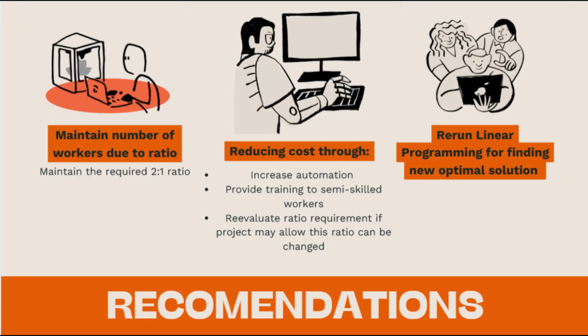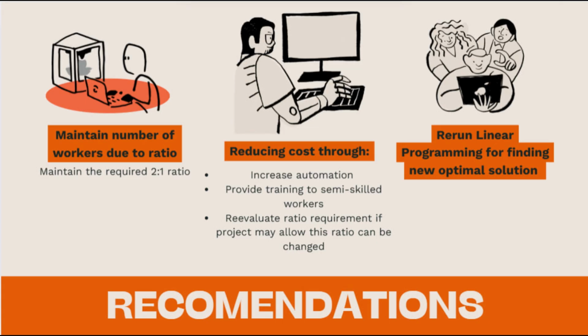To maintain efficiency and cost effectiveness, the company should strictly adhere to the required 2-to-1 ratio of semi-skilled to skilled workers as a foundational rule for its current hiring strategy. Furthermore, to secure long-term advantages, the company should consider investing in automation to reduce its reliance on higher cost skilled labor and provide training programs to expand the capabilities of its semi-skilled workforce.